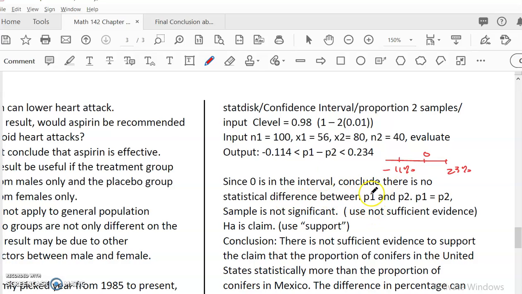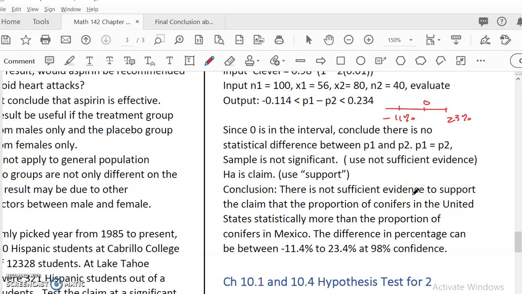Although 56 and 50 seem to be big, the difference is because of sampling variation. But if we are to write the conclusion, what do we say? Because there is no difference, we say there is not sufficient evidence. They are not rare samples. And because our claim is in the alternative hypothesis, we say that there is not sufficient evidence to support the claim that the United States has a higher percentage of conifer. Okay, the difference is between negative 11 and positive 23, it could be lower, it could be higher, and it could be equal, at 98% confidence. So that shows you how you can actually use the confidence interval to make a conclusion.